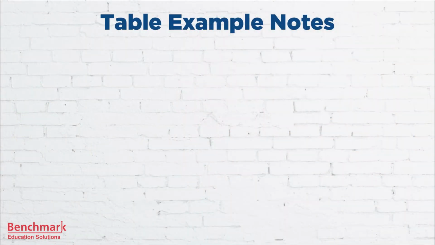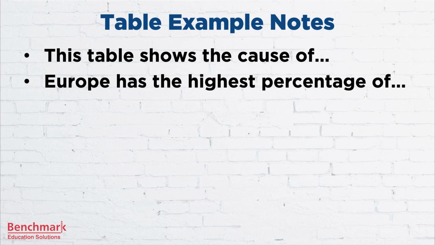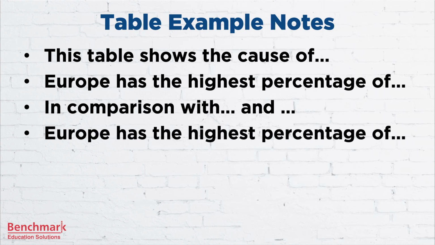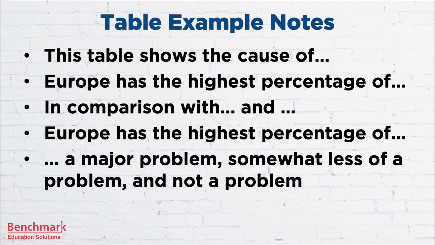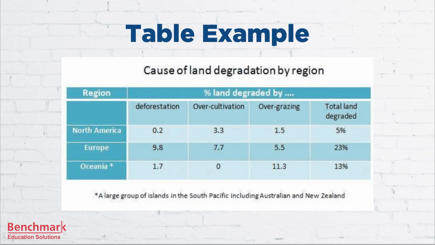Now let's look at some notes. The speaker described data from the table as well as making comparisons by using connective words: this table shows the cause of, Europe has the highest percentage in comparison with, and Europe has the highest percentage of, a major problem, somewhat less of a problem, and not a problem. The speaker pulled out the key element of Europe having the highest percentage in two areas on the table. She also uses connectives such as in comparison with, and also shows the degree of the problems by using major, somewhat, and not a problem.